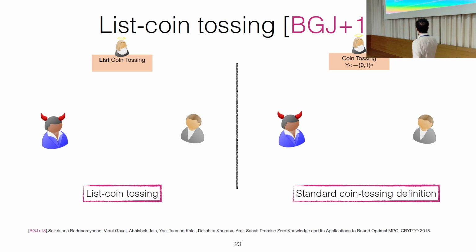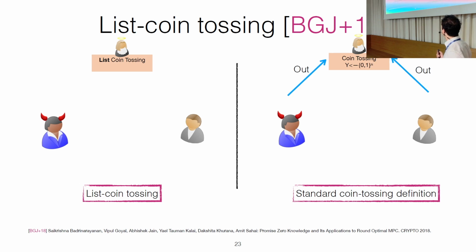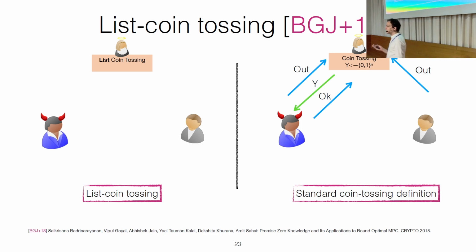So in Crypto 2018, this notion of lease coin tossing was introduced, which relaxes the coin tossing functionality in the following way. The coin tossing functionality is like the one on the right-hand side, where the adversary just cannot do much. The only thing the adversary can do is to receive an output, and because I said you cannot get fairness or guaranteed output delivery, the adversary can decide to just abort after receiving an output, and say, I don't like it. End of the story.